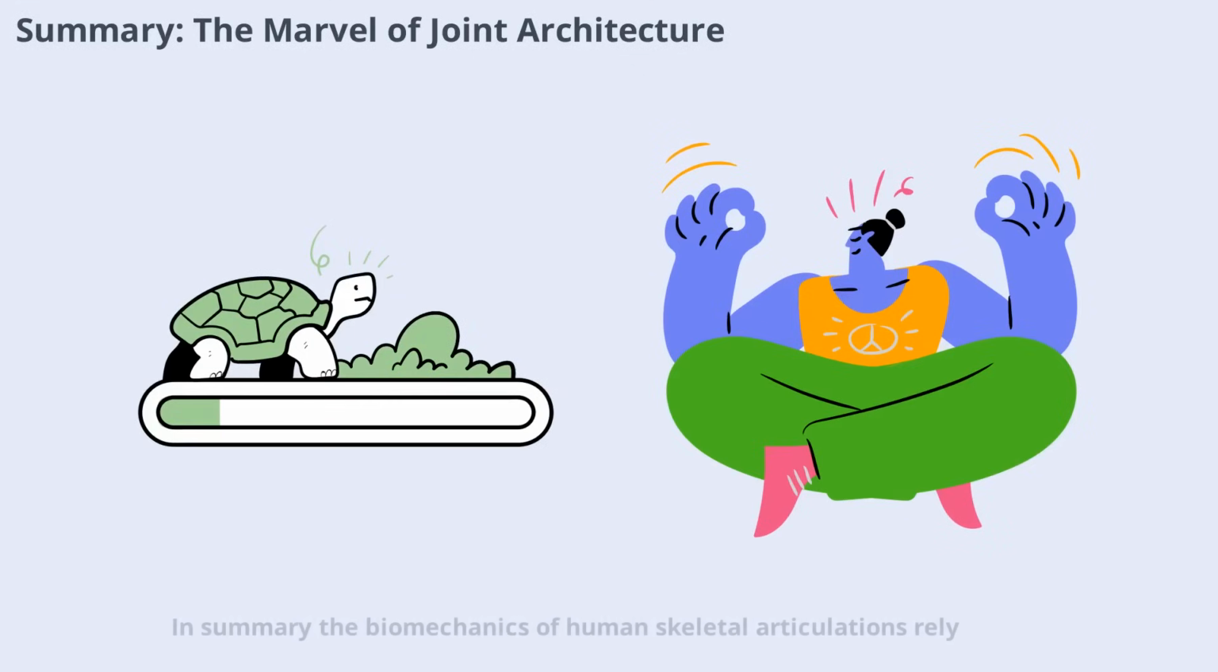In summary, the biomechanics of human skeletal articulations rely on a sophisticated network of connective tissues. Tendons and ligaments provide movement and stability, while articular cartilage and fibrocartilage cushion and protect the joints. Together, these tissues ensure our joints can handle the demands of daily life, from simple movements to complex athletic activities. By appreciating the roles of these structures, we gain a deeper understanding of how our bodies function and how to keep them healthy for years to come.